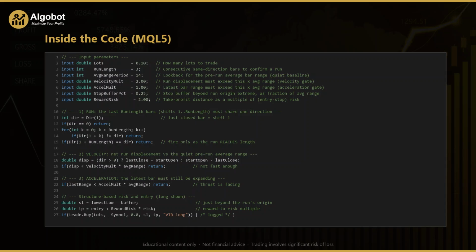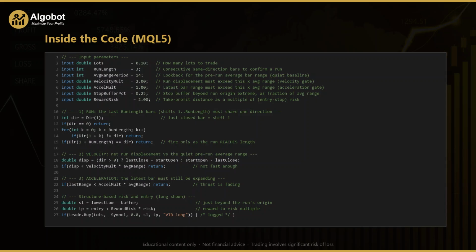At the top we have the input parameters, the dials you can tune. Lots is the trade size. Run length is how many consecutive same direction bars are required to confirm a momentum run, 3 by default. Raise it and you demand a longer, more persistent move. Lower it, and signals come more often.